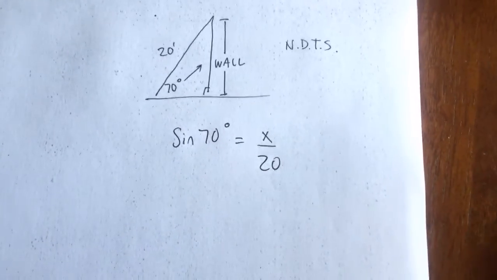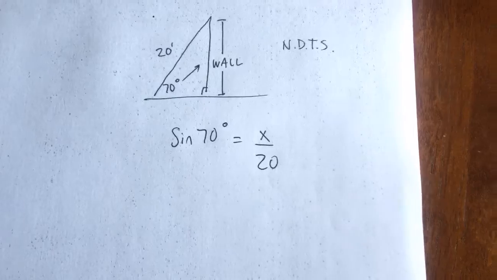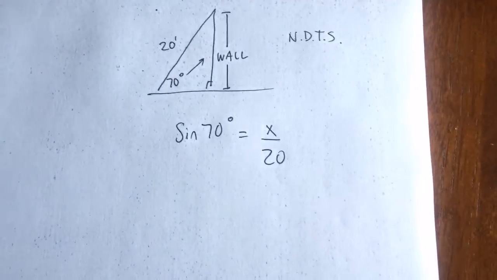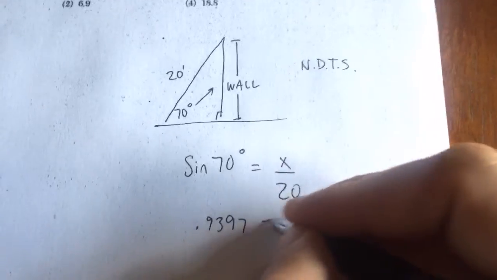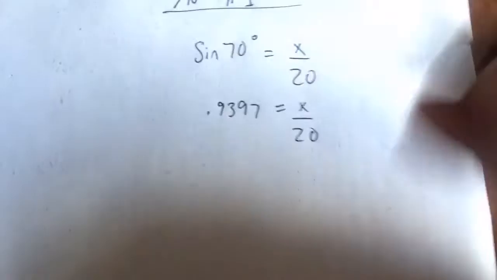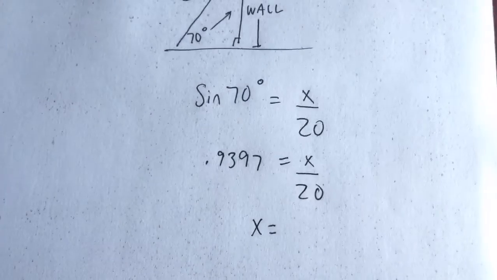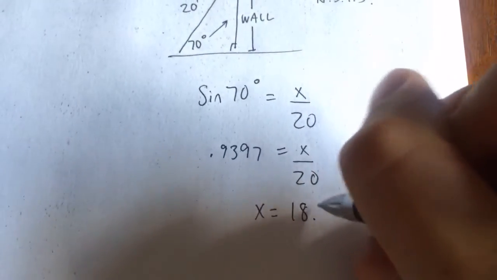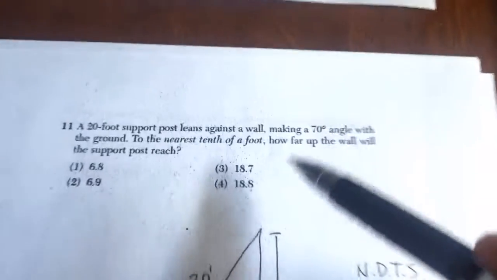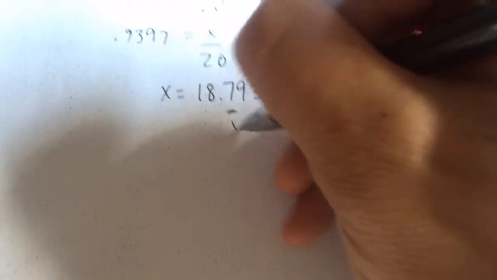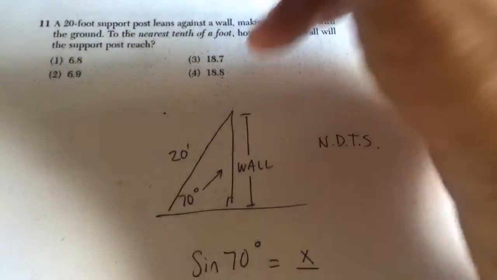We're given the hypotenuse, so we're going to say sine of 70 degrees equals x over 20. Making sure that I am in degree mode, I calculate sine of 70. I get 0.9397. Then I cross multiply to find my answer, 18.7938. They put both of these similar answers here, but rounded to the nearest tenth, you have to change this to an 8. So 18.8 is your answer.